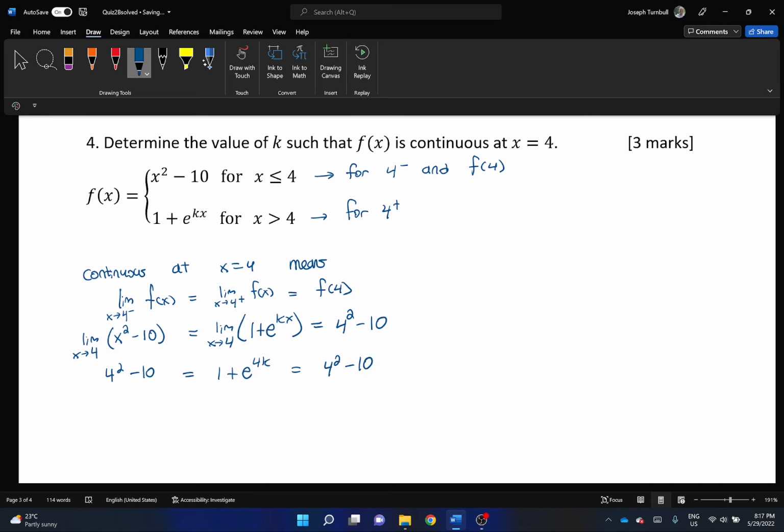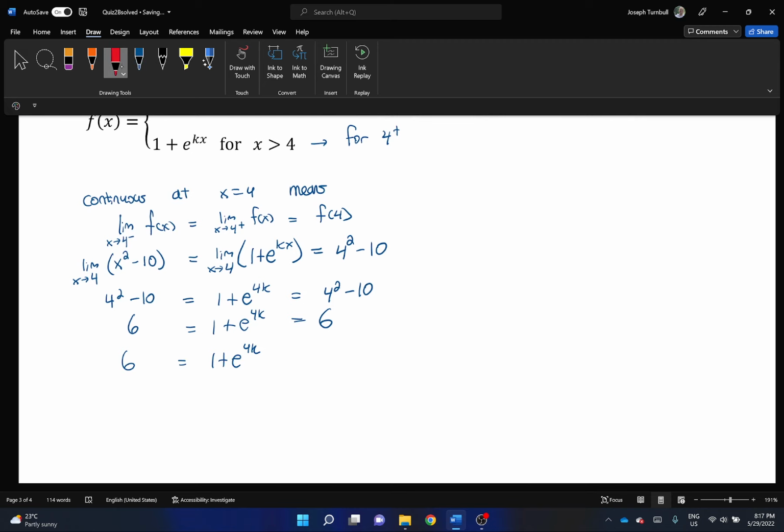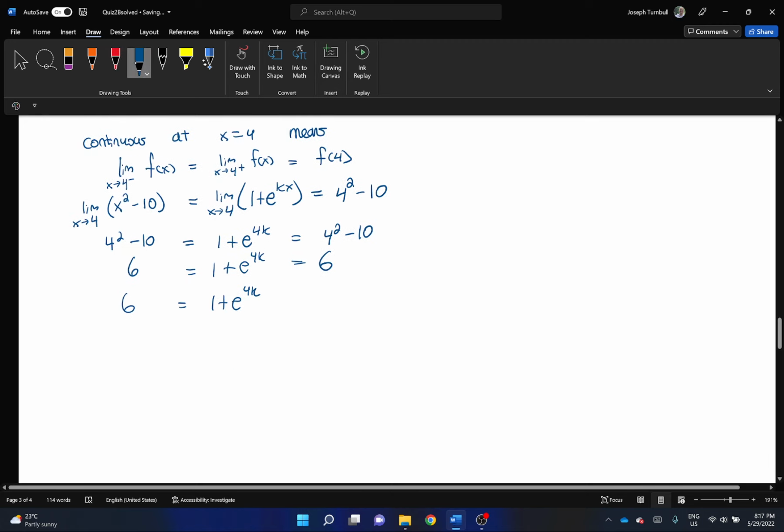And then simplify, 4 squared is 16, 16 minus 10 is 6. Okay, and then the two pieces on the ends, the 6's, are the same. I don't need to carry them around anymore. So I can just say 6 is equal to 1 plus e to the 4k. This is redundant. Next thing, we could keep it, but I'm not going to keep it. I'm going to subtract 1 from all the sides. So 5 is equal to e to the 4k.